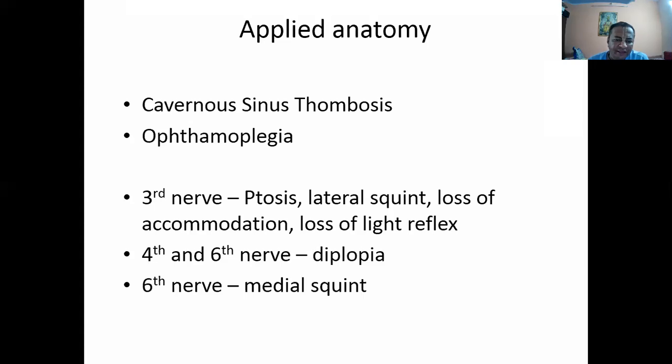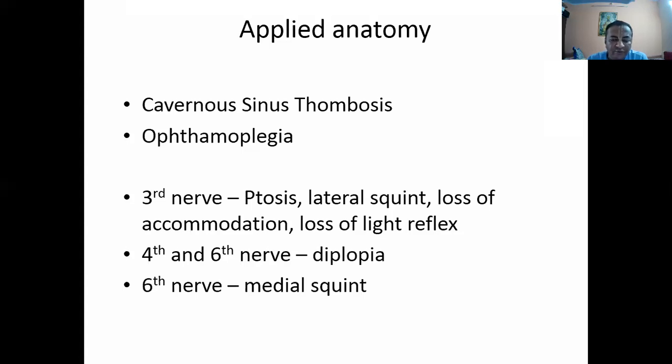Applied anatomy. In cavernous sinus thrombosis, there will be ophthalmoplegia because 3, 4, and 6, all the three cranial nerves, they pass through the cavernous sinus. So therefore there will be ophthalmoplegia. In case the internal carotid artery, which is also there in the cavernous sinus, bursts, there is pulsating exophthalmos. The third nerve palsy will also cause ptosis because it supplies the levator palpebrae superioris muscle. Because it supplies medial rectus, in case of paralysis of third nerve, there will be lateral squint.